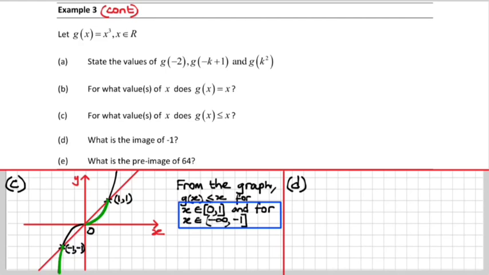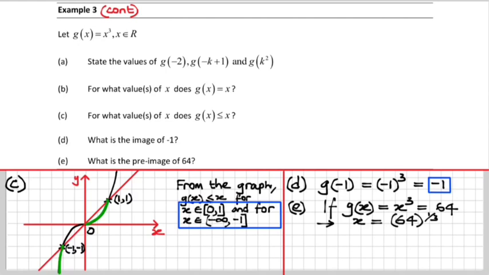D, what is the image of minus 1? That's pretty easy. That's the y value pertaining to when x is minus 1, and it looks like it'll be minus 1. Great. And last but not least, the pre-image of 64. Remember, the pre-image is the x value, so this has to be the y value. So I think we're looking at the cube root of 64, and that would be 4. Of course it would. Jolly good show.